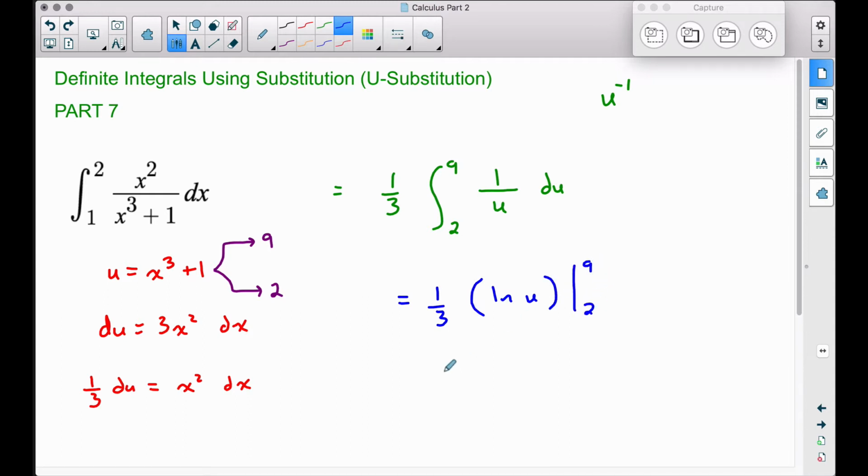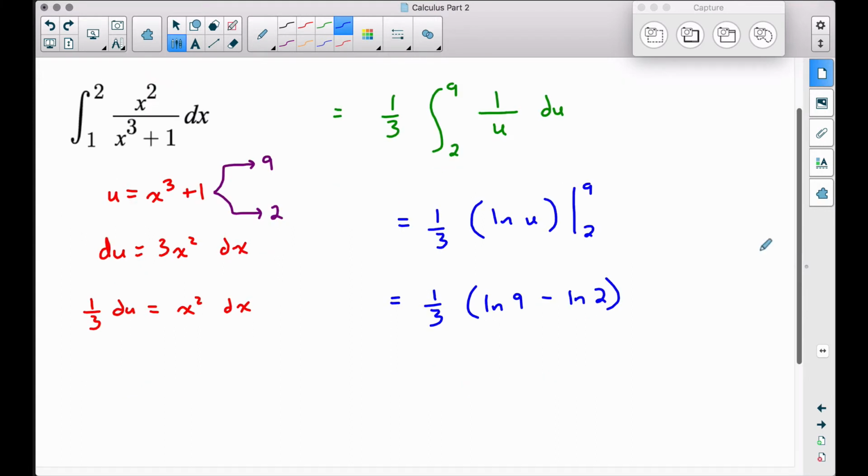Let's substitute these values in, giving us 1/3 natural log of 9 minus natural log of 2. All I did there was plug in the 9, plug in the 2, and don't forget to subtract those two values. From here, now we can do the quotient rule, as I call it, for natural logs. Since we are subtracting two natural logs, we can find the quotient of these two numbers. So therefore our final answer and our exact answer is 1/3 natural log of 9/2.